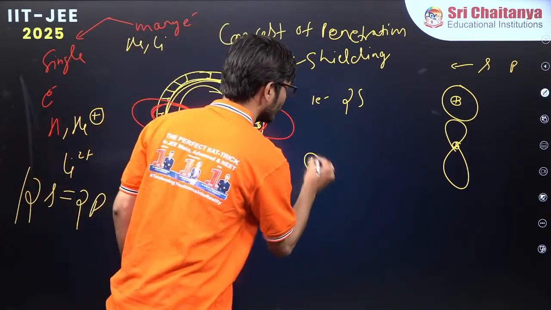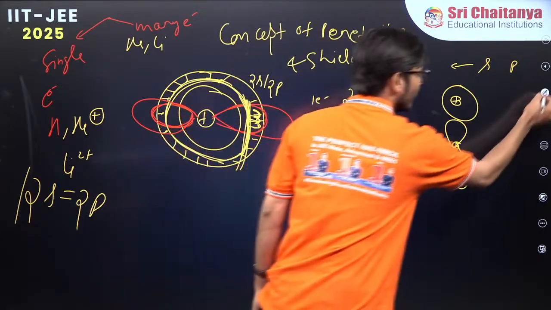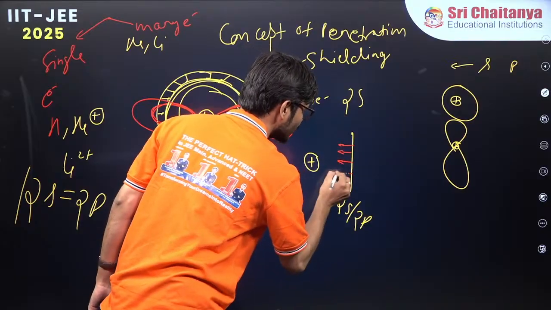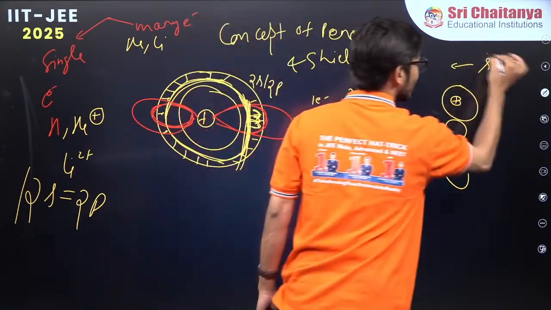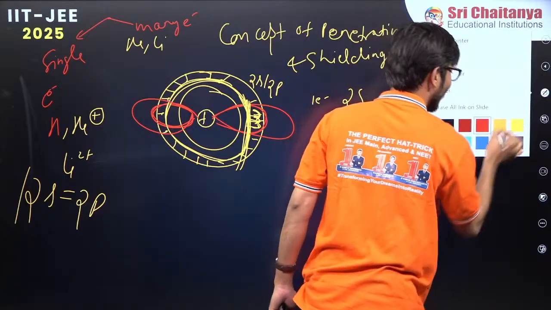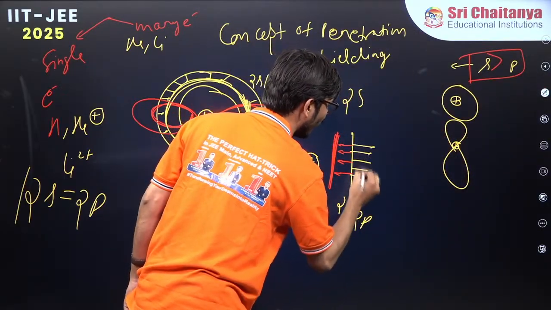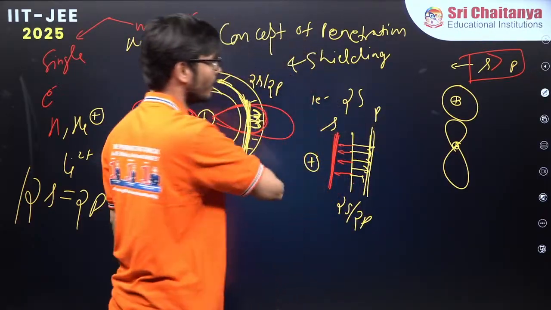Let us say this was the nucleus and this is 2s and 2p. Now 2s comes closer, because it is having more penetration. The penetration of s is more than p. As s comes closer, it will kick the p orbital. Come on, go outside. So the p orbital goes outside and the s orbital comes inside.